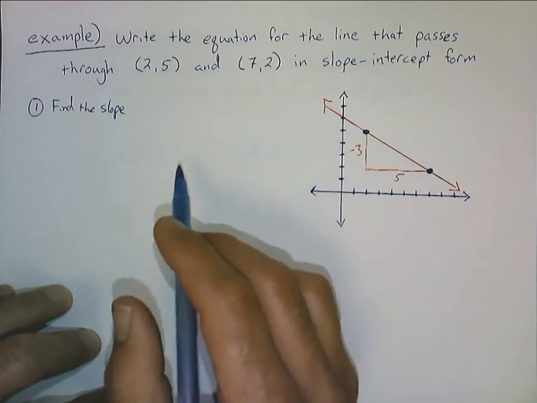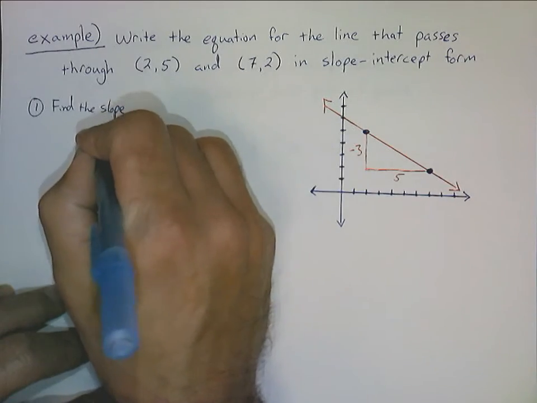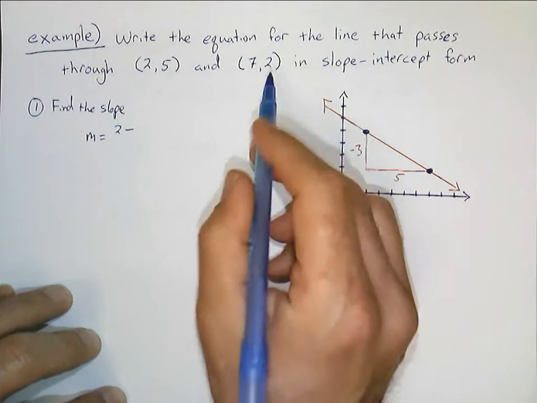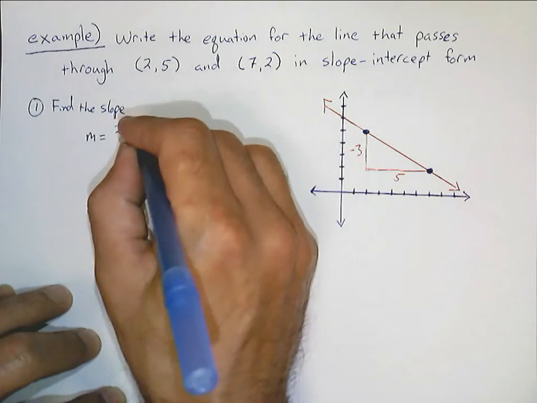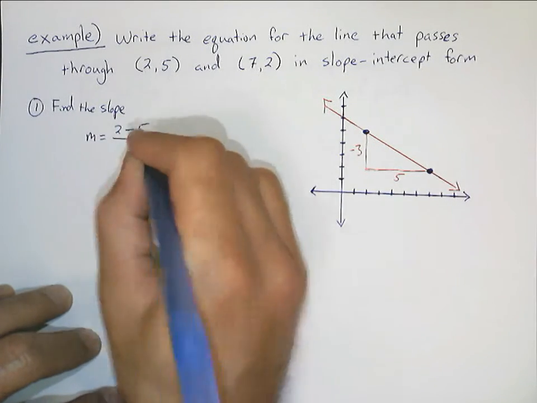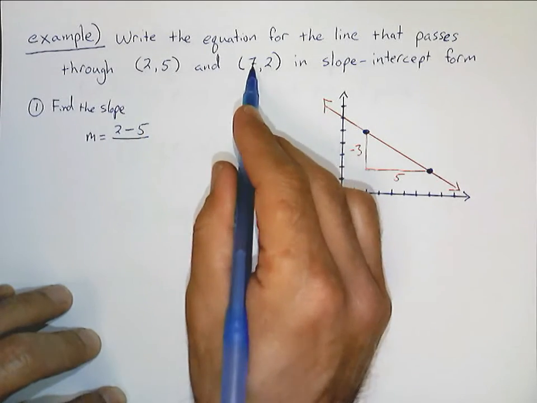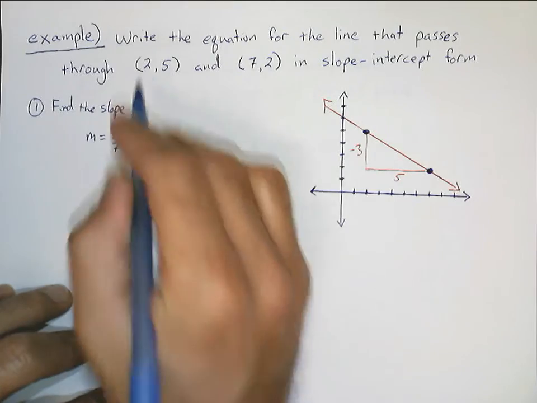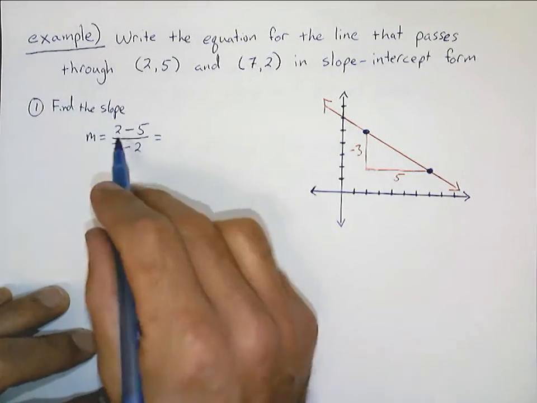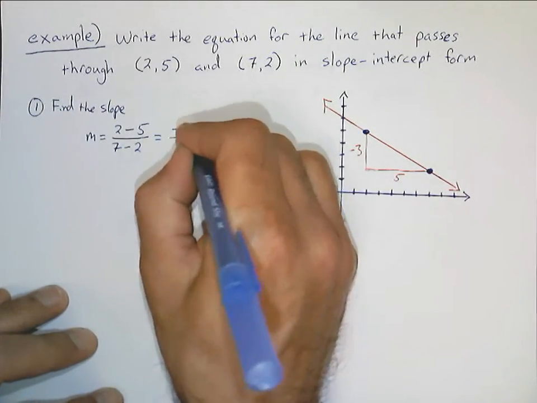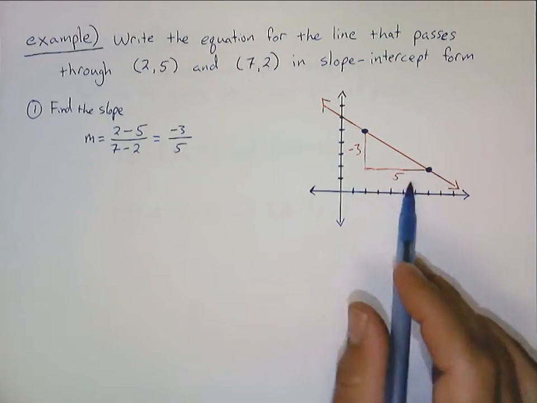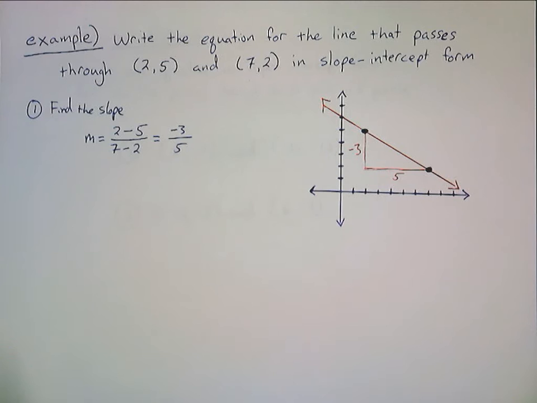Or we could use the slope formula. m is equal to y2, the y-coordinate of the second point, minus y1, 5, the y-coordinate of the first point, over x2 minus x1. So 2 minus 5 is, of course, -3. 7 minus 2 is 5. Yes, that is our slope, -3/5. Fantastic. But we already know how to do that.